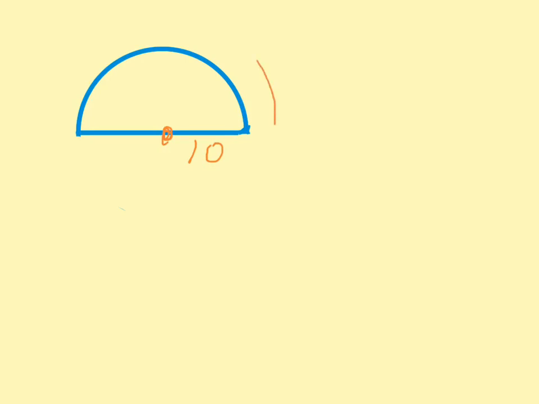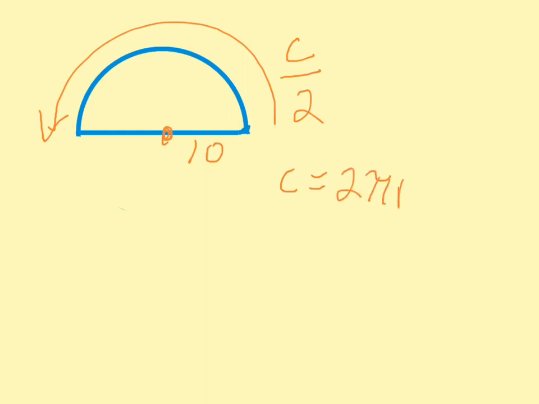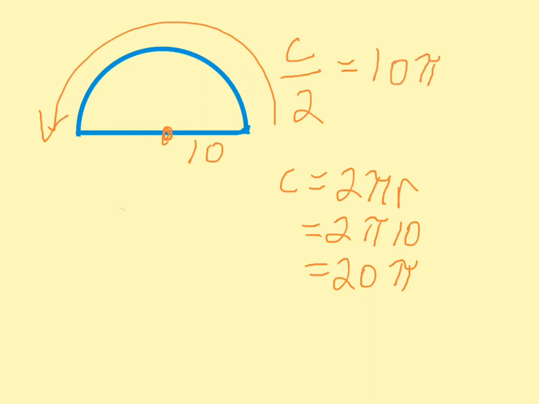Well, the circumference of this part is going to be half of the circumference of the whole circle. I hope that makes sense, because it's half of the circle, it's going to be half of the circumference. So if I know C equals 2 pi r, then that means that the circumference is 2 times pi times 10, or 20 pi. So now I can take half of that and get that C over 2 is equal to 10 pi. Because I want half of the circumference.